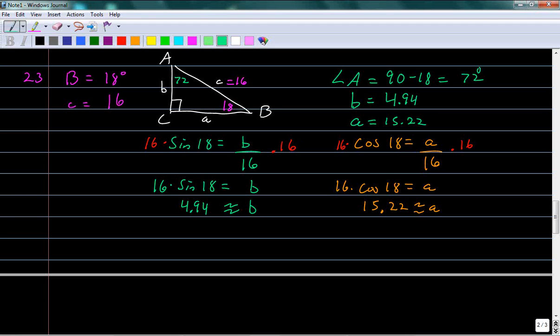Now, if you take a look at sides A and B, it should make sense that A is larger than side B, because the angle that made side A, so angle A, is 72 degrees, and angle B is 18 degrees, which is smaller than 72, which means it should create a smaller side. So these two make sense when they're in relationship to each other.